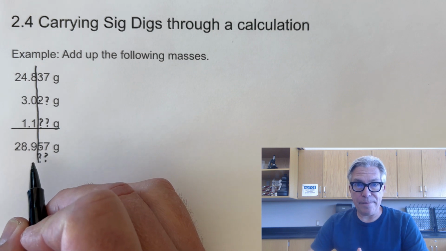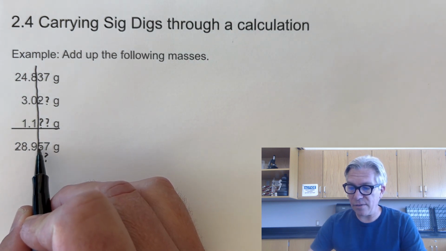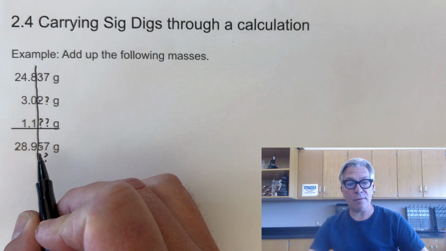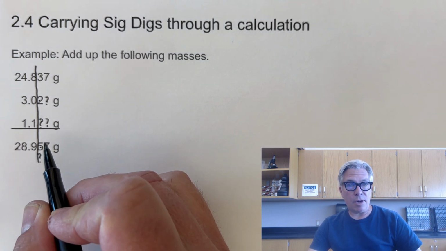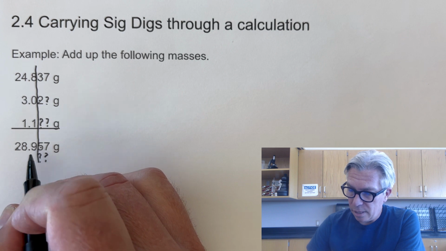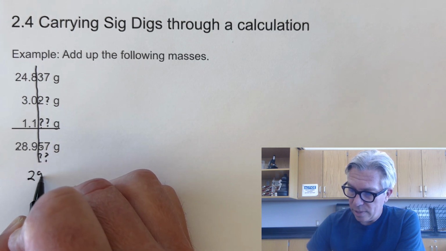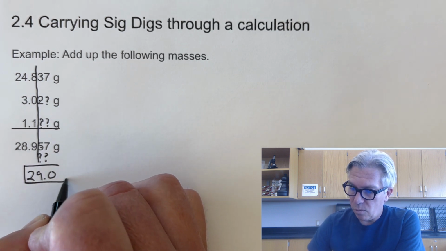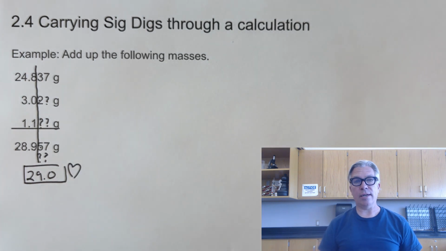But I do want to round it because I have 957. I already know there's a 57, which is over halfway. It might be more than that, and it probably is more than that. So I am going to round this up. 28.9 becomes 29.0, which would probably be the best answer that I can put.